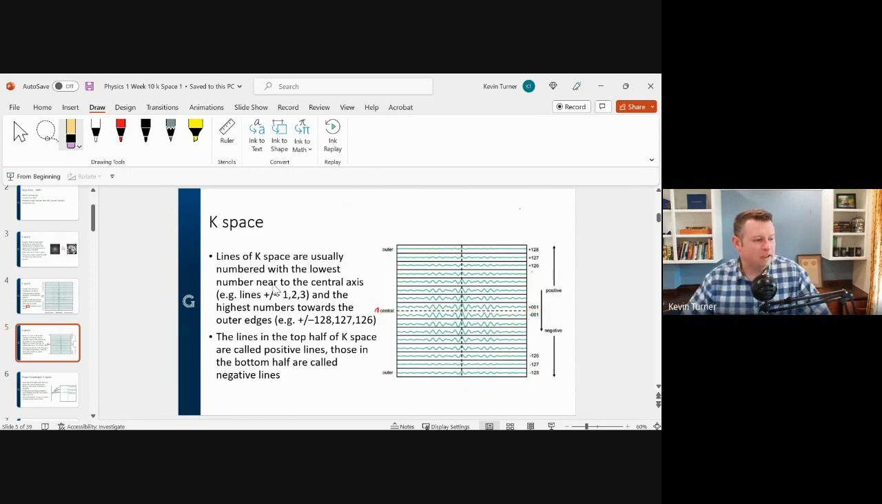So lines of K-space are usually numbered with the lowest number near the central axis and the highest number towards the outer edges, right? We have 1, 2, 3 in the center, and then negative 128, positive 128 towards the outside. The top half of K-space are called positive lines, and those in the bottom are negative, right?